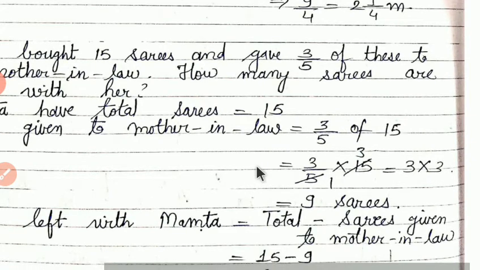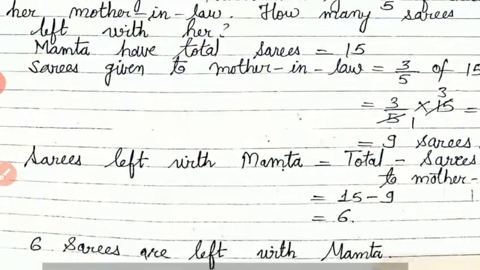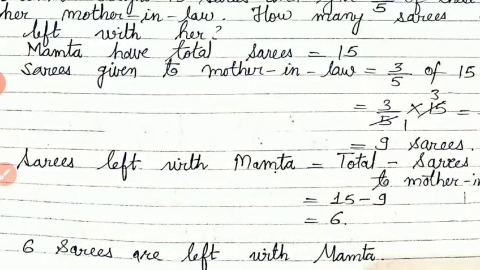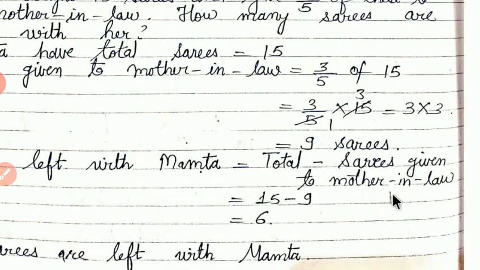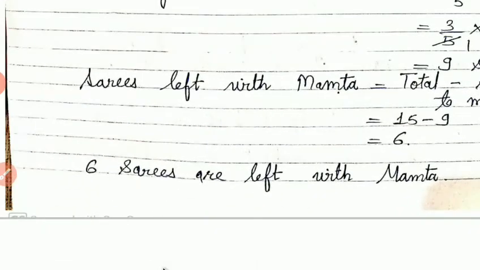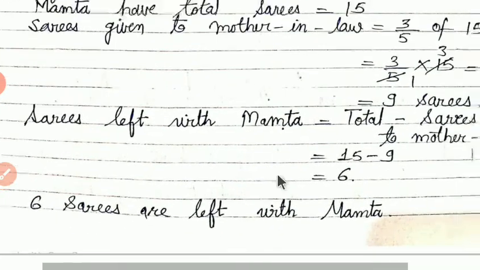Now we have to find, if she has given 9 saris to her mother-in-law, then how many saris are left with her? It means we have to minus from total saris. So saris left with Mamta is equal to total saris minus saris given to mother-in-law. So how many total saris are there? 15. And she has given 9 to her mother-in-law. So 15 minus 9 is equal to 6. It means 6 saris are left with Mamta.